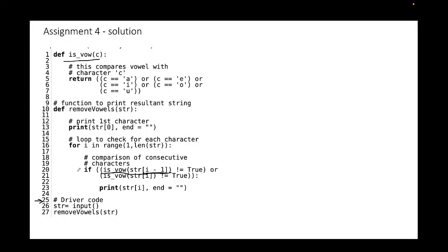This statement, this if statement on lines 9, 20 and 21, checks whether the vowels are found consecutively or not. Okay, so if this if statement is satisfied, we are printing the alphabet at the ith position of the string.